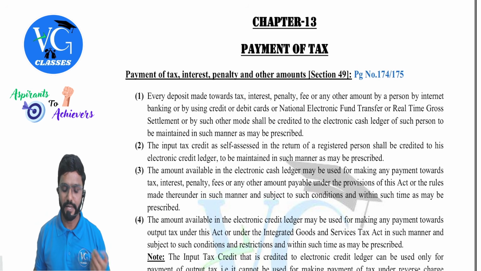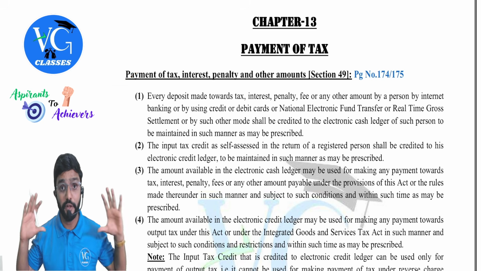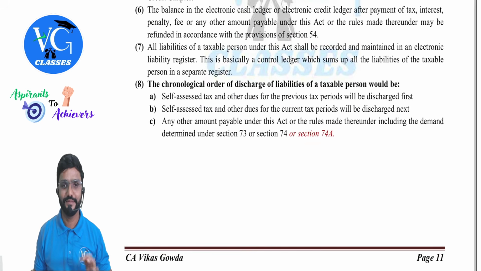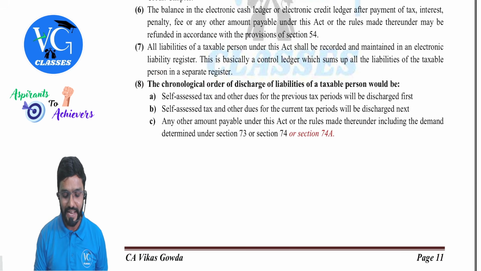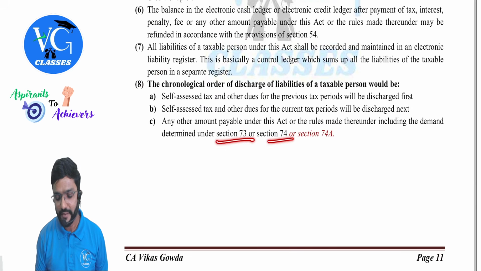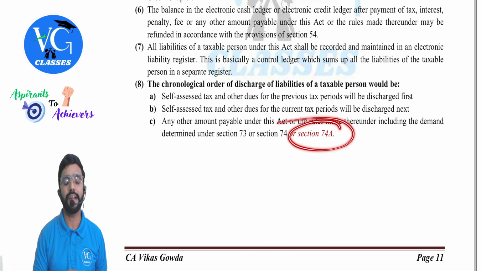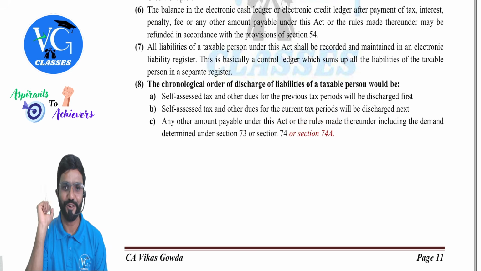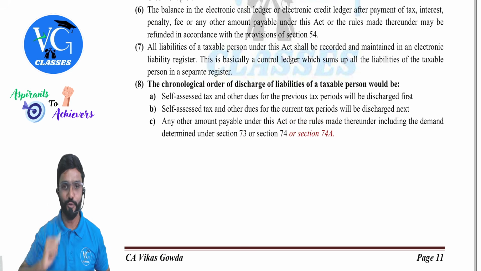Next is chapter 13, payment of tax. Sir, what is the amendment in this chapter? Very big amendment. Very big amendment. So page number 174, 175. What is that, sir? In subsection 8, last point, we had 73, 74. Now you need to add 74A also. 74A also. You understood how big it is?